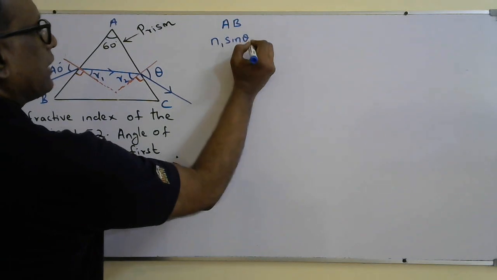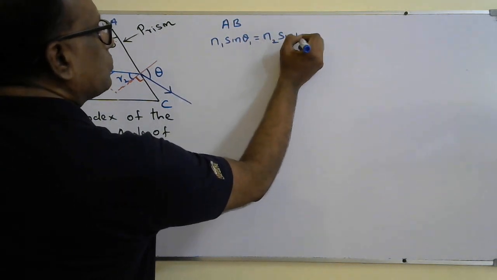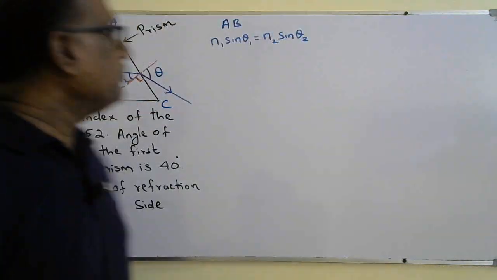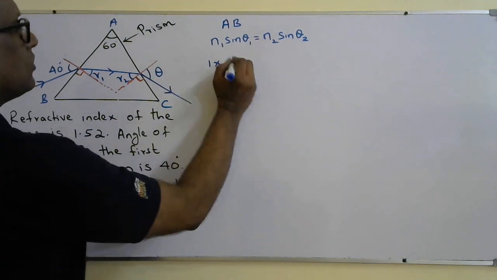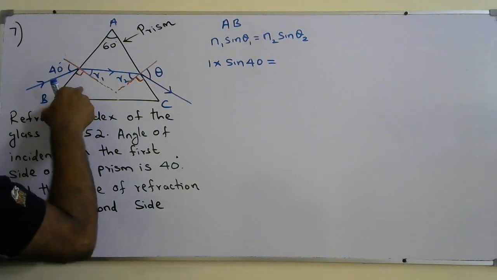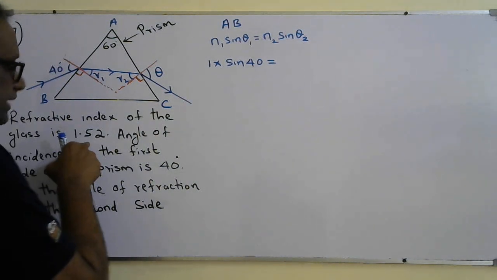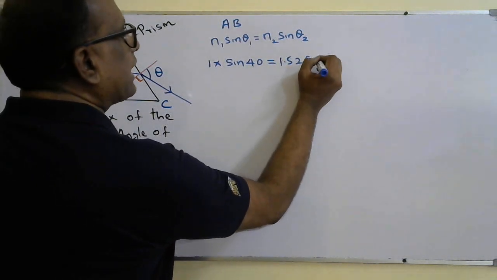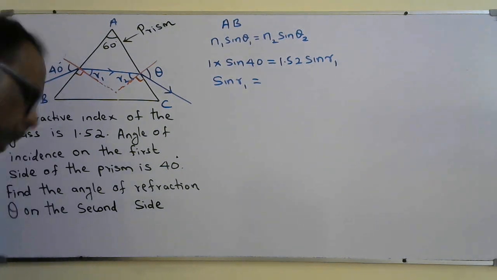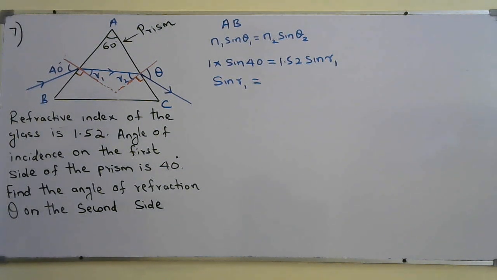n1 sine theta 1 equals n2 sine theta 2. The outside is air, so the refractive index is 1. So n1 is air, that is 1 into sine 40 equals n2, the refractive index of the prism, 1.52 sine R1. We'll find R1. So sine R1 will be equal to 0.423.